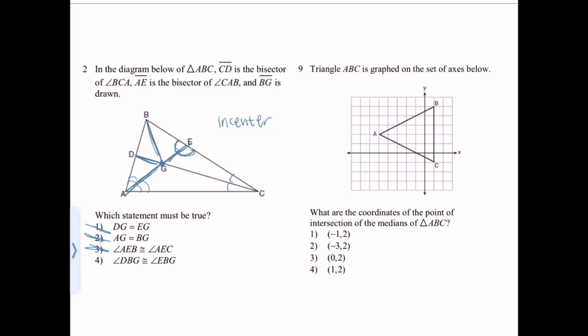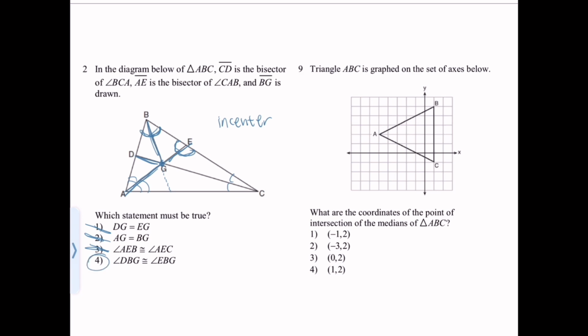Number four says angle DBG is congruent to angle EBG. So this angle right here is congruent to this angle, which is true because if you extended BG, it intersects with the incenter, which makes it an angle bisector. So the two angles are congruent to each other. So number four is the answer.